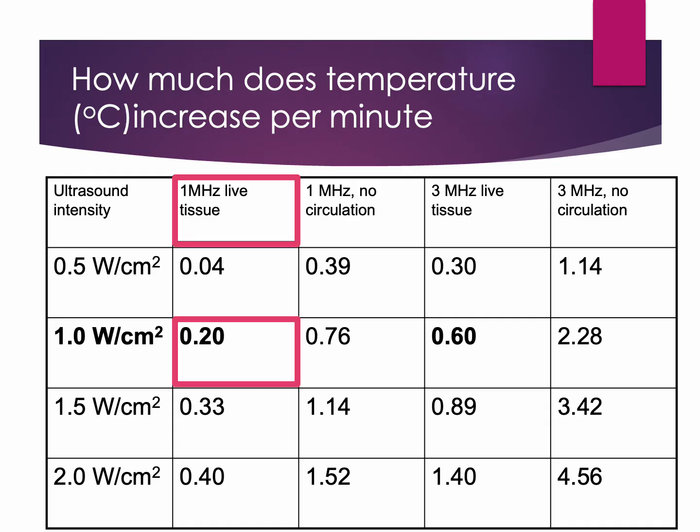Using the boxes in pink, if we treat using an intensity of 1 watt per centimeter squared and a frequency of 1 megahertz, the tissue will heat up at 0.2 degrees Celsius every minute. If we were trying to increase the temperature 3 degrees to improve collagen extensibility using these settings, it would require a treatment time of 15 minutes.